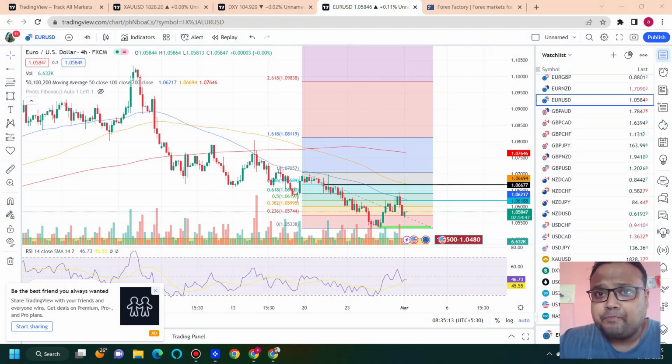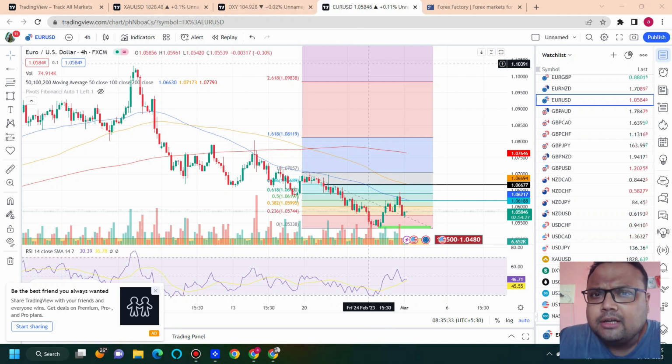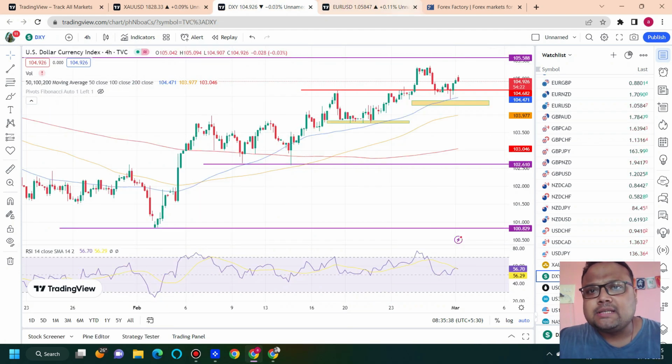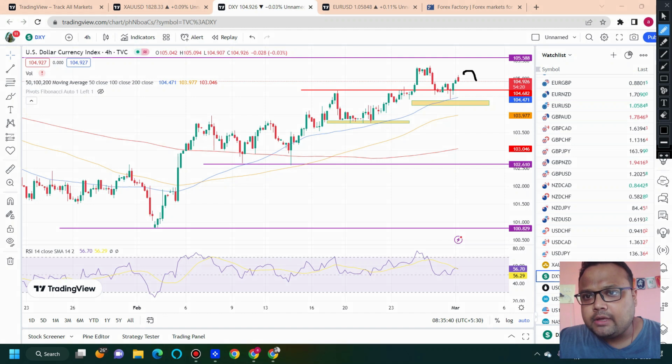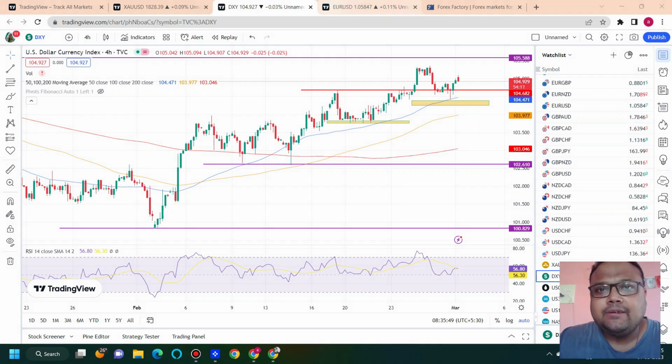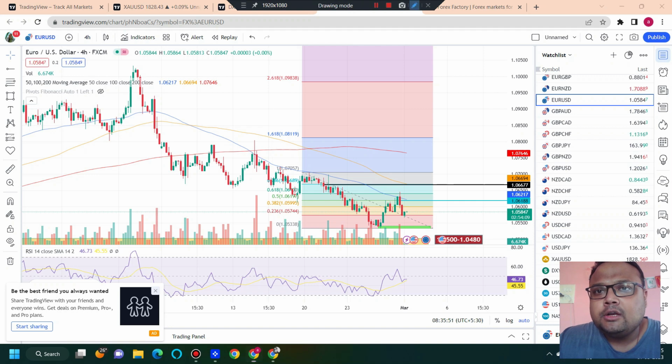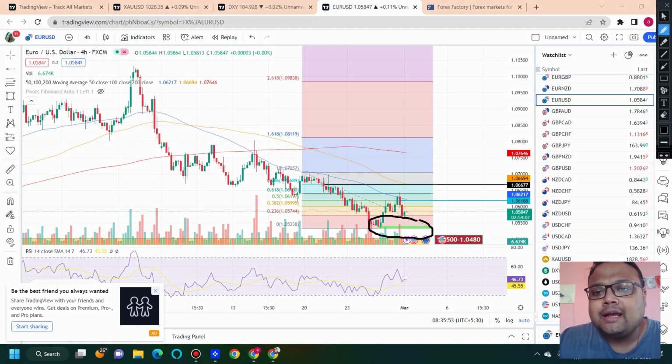But if the volatility of the market is low, if you see DXY struggling around the previous high and reversing, then you can expect the support to work. If you see DXY reversing from the previous high, unable to cross the previous high, then you can definitely expect Euro USD to take support around this area and bounce.